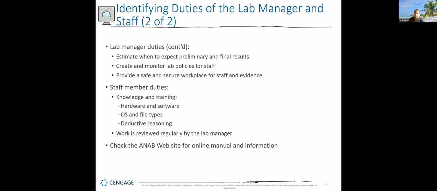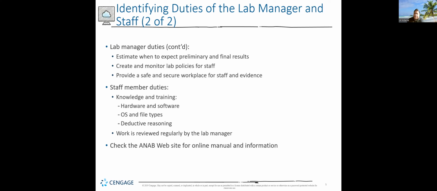Staff member duties. So you're just a worker. Knowledge and training. You gotta be knowledgeable about hardware and software, OS, operating systems is what it means, and file types. FAT32, extensions for like Word, for example, docs, PPT for Outlook, things like that.